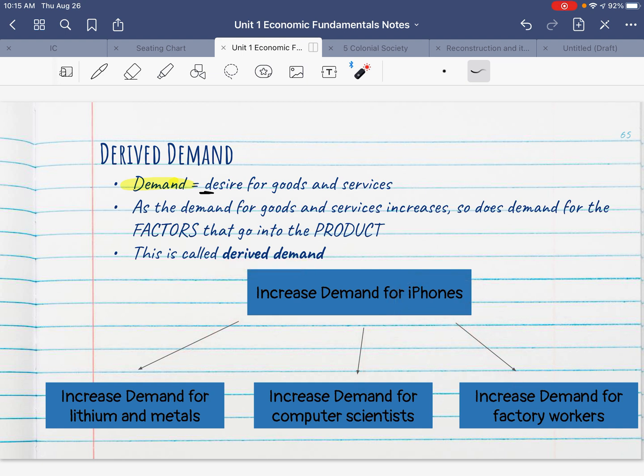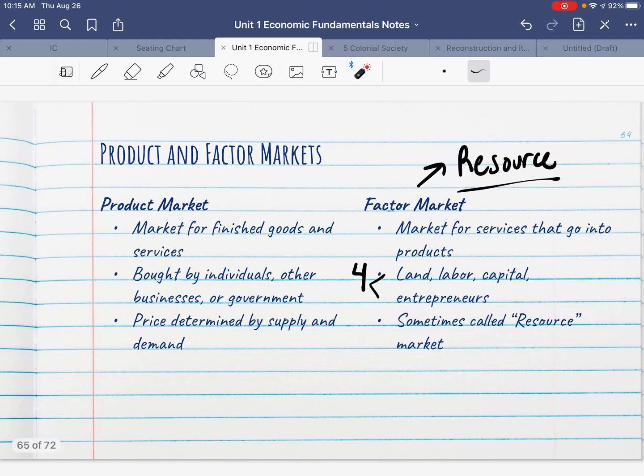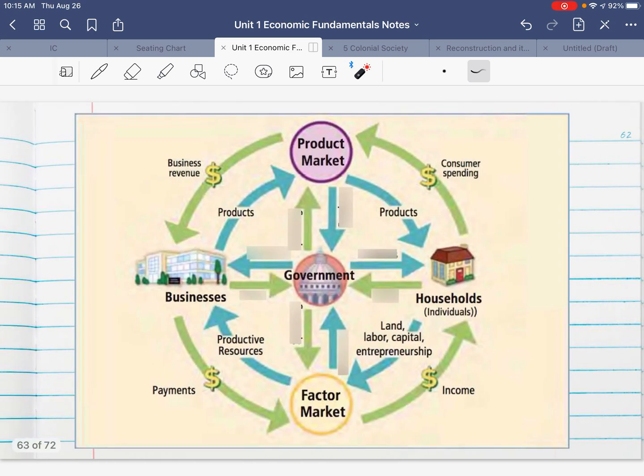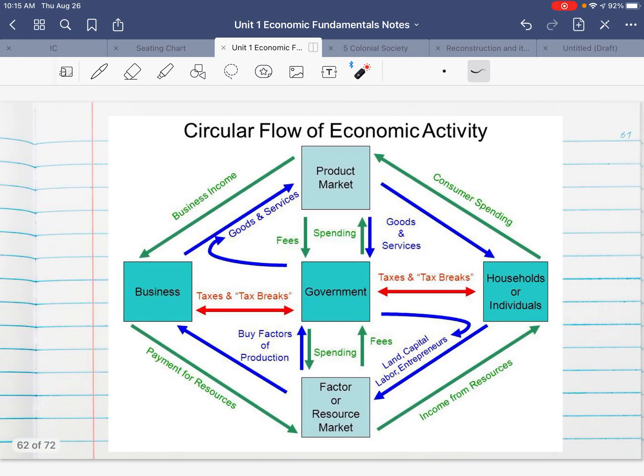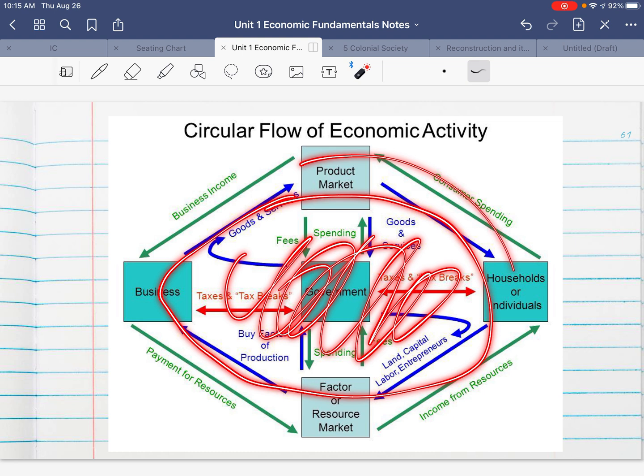So there's a snapshot of it. Let me quickly run you through an example of this, okay? So let's take a look at this one. Don't worry about government and all this stuff right now. Focus on just the flow this way and the flow that way.